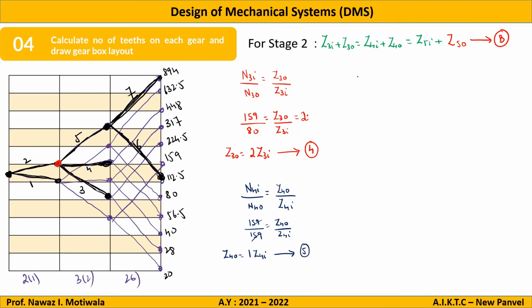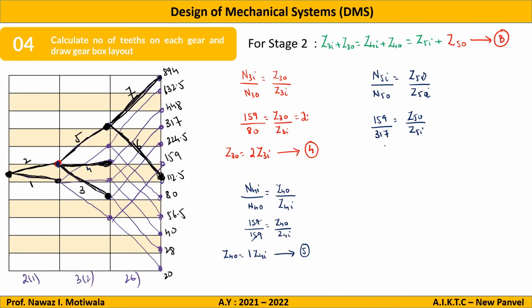Okay. So what I will write here is N5I divided by N5O is equal to Z5I divided by Z5O. So Z5 output upon Z5 input. Here the input speed is 159 divided by 317. You can take 160 upon 320. Approximate answers will be the same.